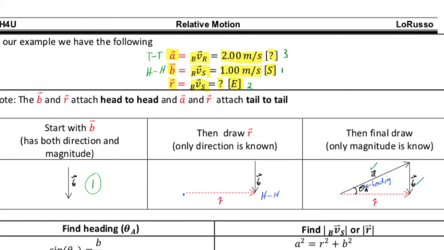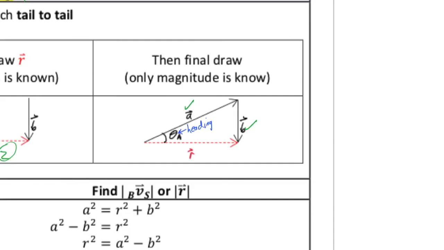So vector R, the resultant, is going east. Vector B is going south. They attach head to head. There's only one way to draw this, and that is in this format right here. And let's put our little label here, step number 2. And then finally, to draw our last vector, we know that vector A has to go tail to tail. So there's only one place to go. Tail to tail with the resultant, and then it has to attach to B because it goes A plus B. So our vector A is going to look like that, as you can see on the diagram right here.